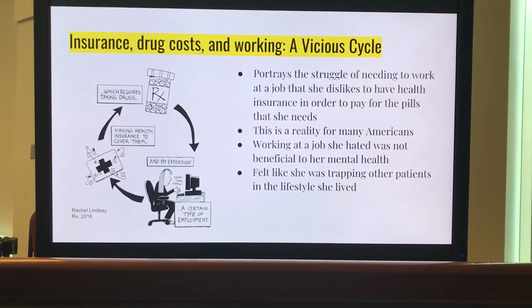She also describes the vicious cycle she is stuck in. She needs to work at a job she dislikes to have health insurance in order to pay for the pills that she needs. This is a reality for many Americans, and working at a job she hated was not beneficial to her mental health. She felt like she was trapping other patients in the lifestyle that she lived, which was making her feel very, very bad.